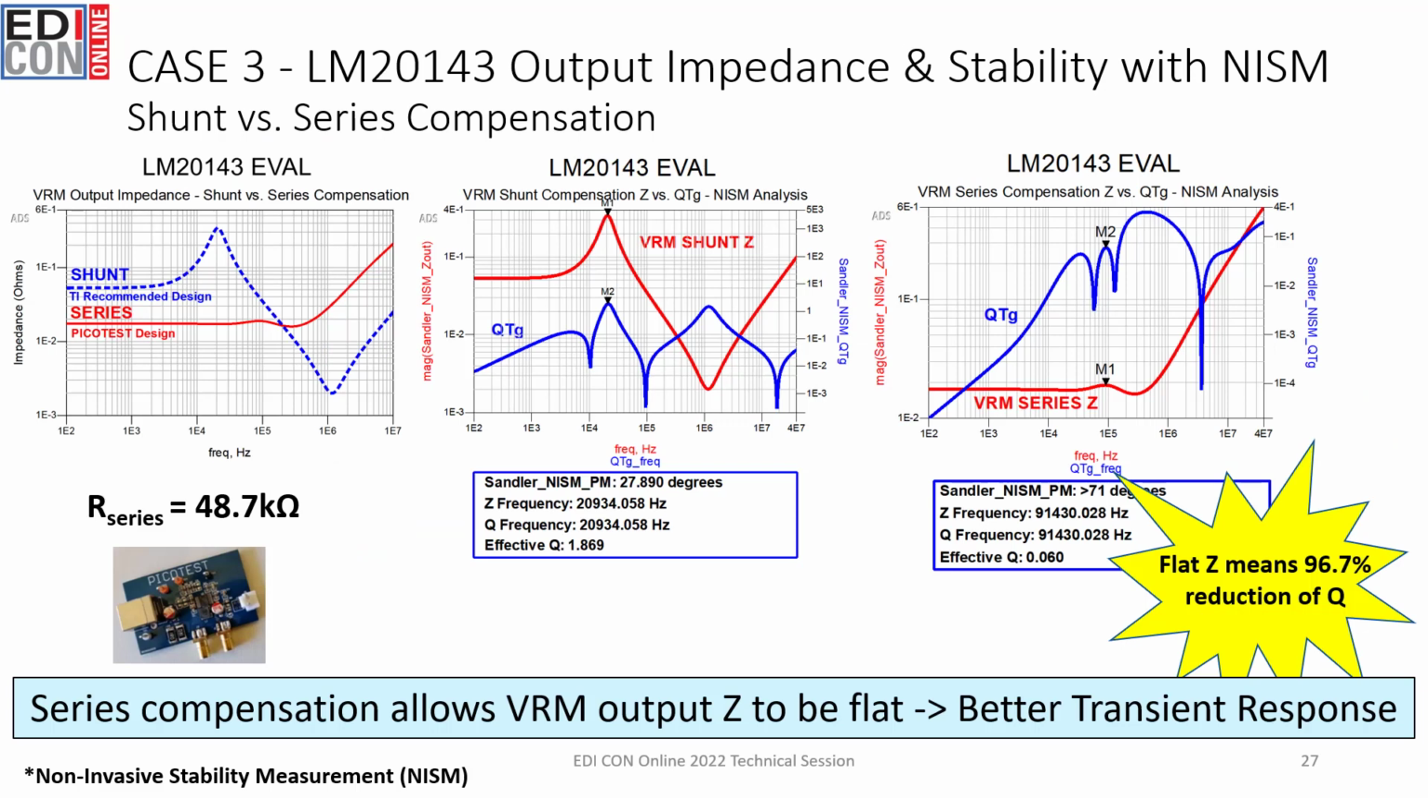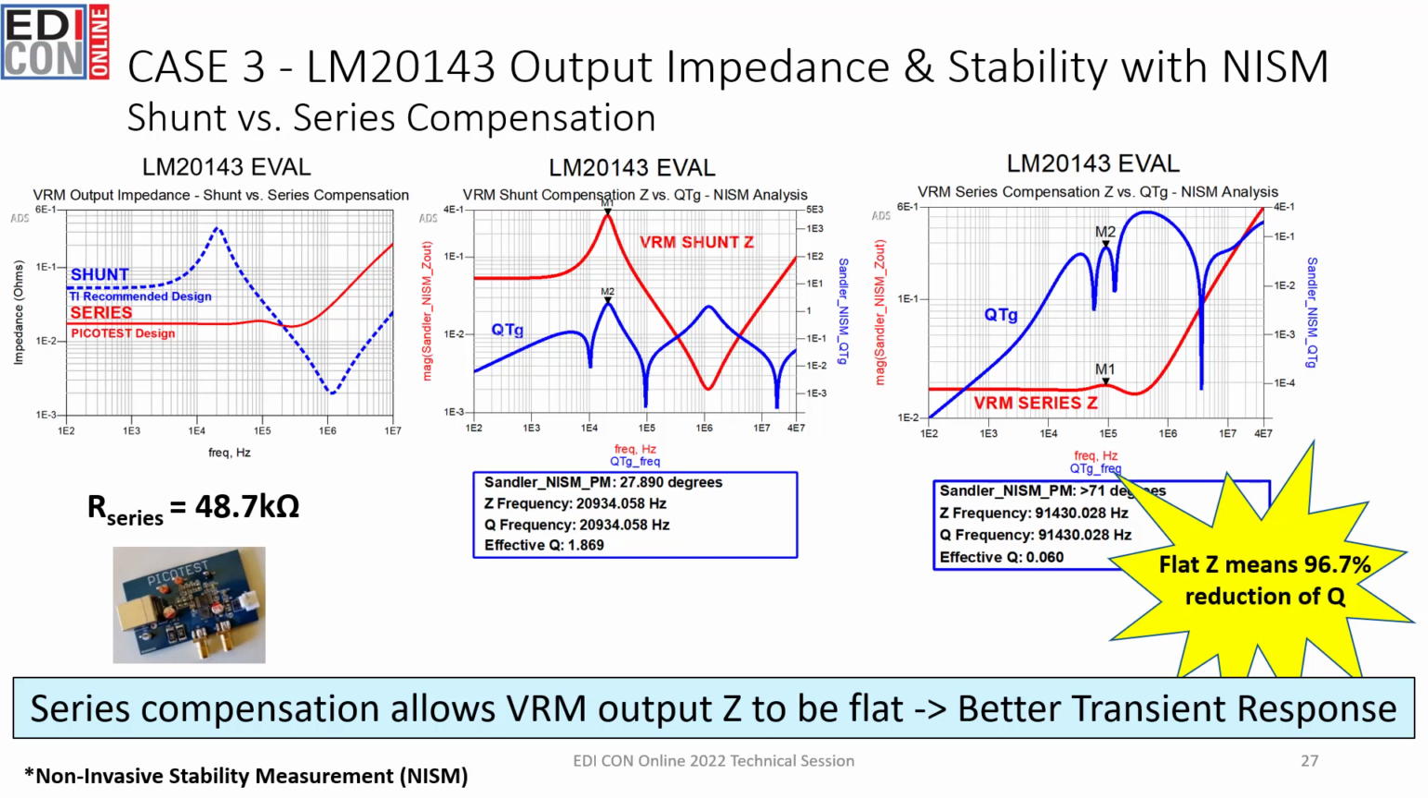So now let's look at test case 3. Here again, we're showing a large impedance peak in the VRM, which is the LM20143 from TI. That impedance peak is with the shunt compensation network, and that leads to a phase margin of 27 degrees. Now, by optimizing that output impedance with a series compensation network and optimizing output capacitors, we are able to achieve a phase margin greater than 71 degrees and significantly reduce our Q point in the system. In fact, we're able to reduce it by over 97%.